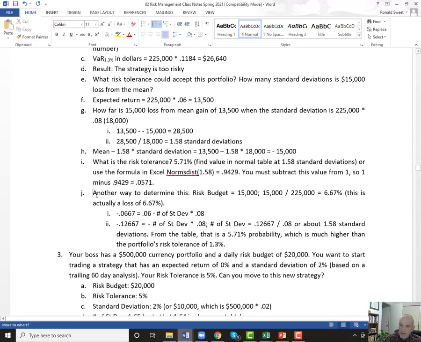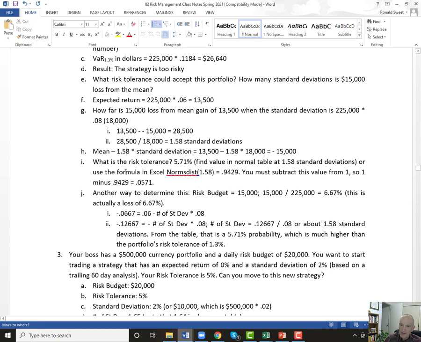Now another way you could have done this in percents, you can say, okay, our risk budget is 6.67%. So we're okay with the 6.67% loss. So minus 6.67 should equal our mean minus the number of standard deviations times our standard deviation. You work through all of the math and you get the 1.858 that way.